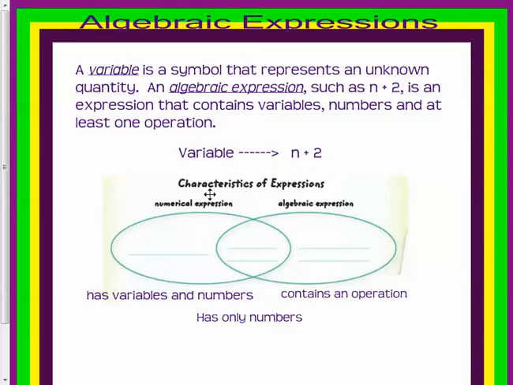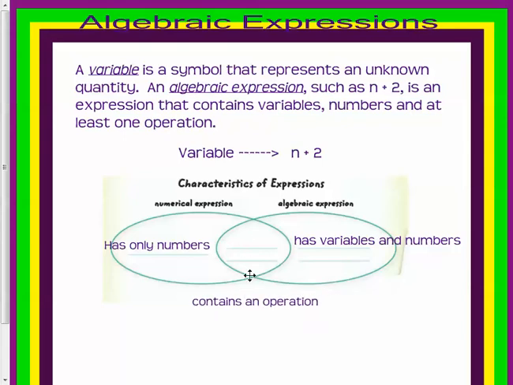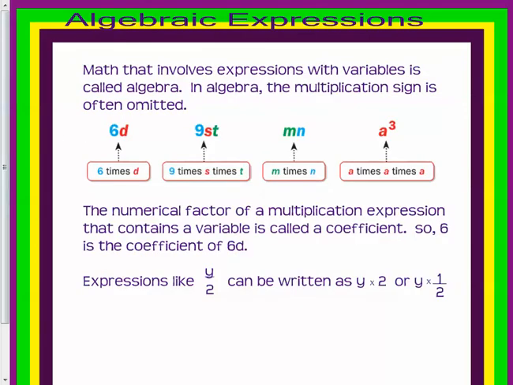So the difference is with a numerical expression, it has only numbers, while an algebraic expression has variables and numbers, both of them, though, contain an operation. For example, 3 plus 2, while this one is n plus 2. So math involves expressions with variables, and this is when we call it algebra.